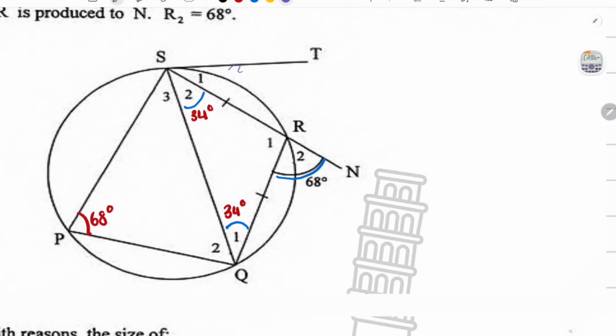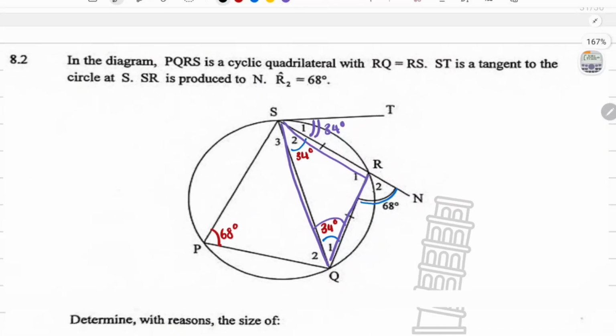Angle S1 is between a tangent and a chord, so you can use the tan chord theorem on it. The angle between a tangent and a chord is equal to the angle supported by that same chord. So that means that angle is this angle, 34 degrees. There's the chord SR, and this is the angle supported by SR. So that's also 34 degrees, because of the tan chord theorem.